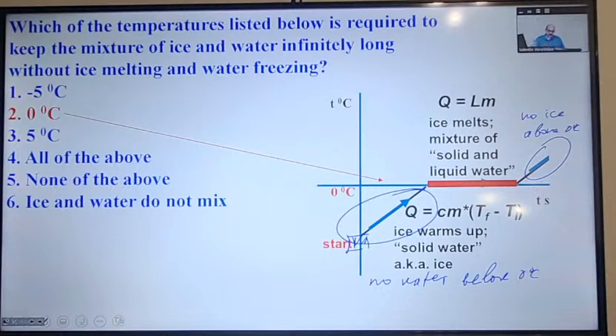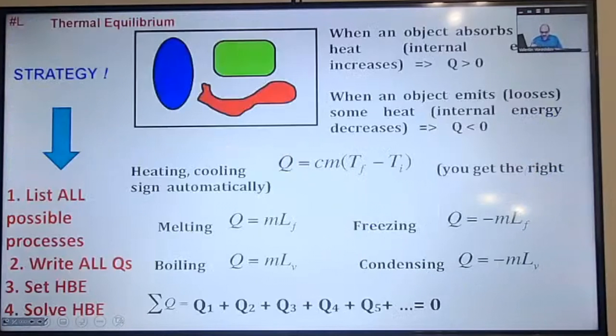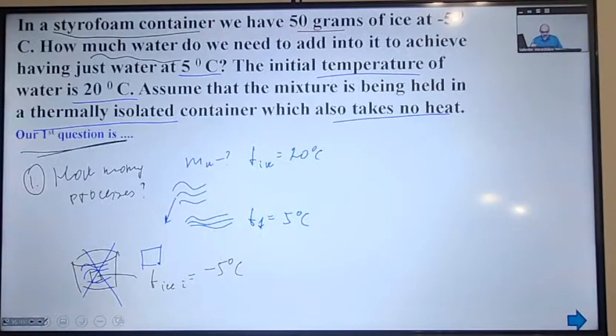It cannot. It has to warm up slowly but surely until it reaches the melting temperature. So the first process we could count is water should get colder, but the next one is ice should get warmer and warmer and warmer, but it cannot get above 0 degrees Celsius. There is no ice above 0. The final temperature for ice, for solid water, is 0 degrees Celsius.